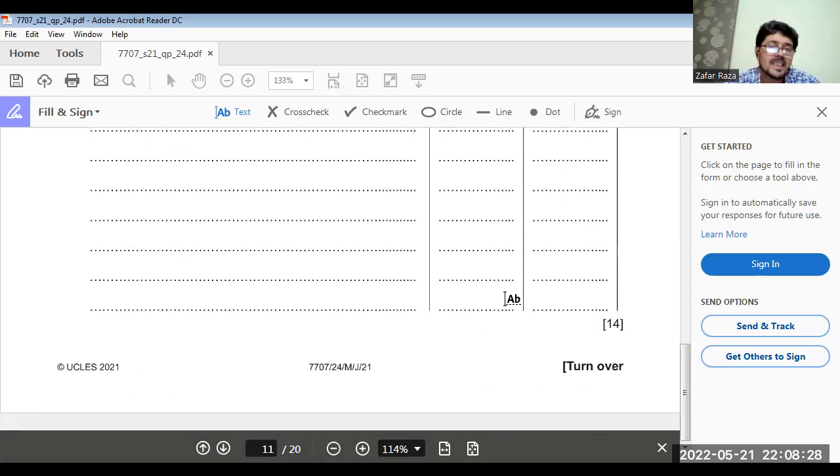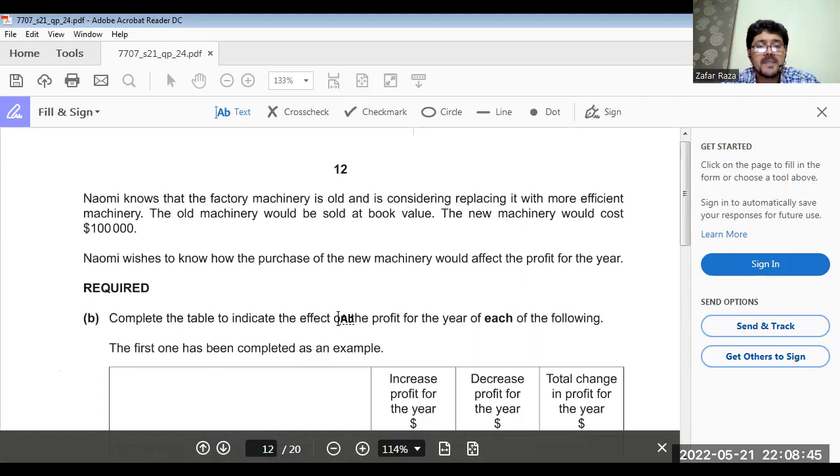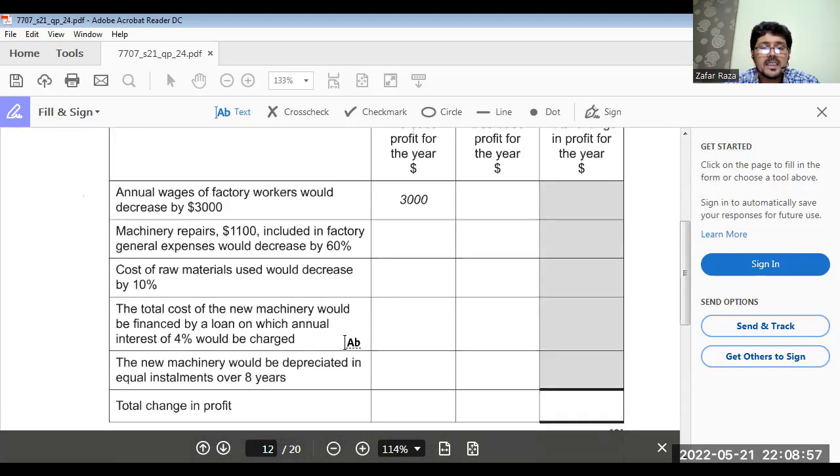And we earned 14 marks. So move on. Nomi knows that factory machinery is old, and is considering replacing it with a more efficient machine. The old machinery would be sold at book value. The new machinery would cost 100,000. Nomi wishes to know how the purchase of new machinery would affect the profit for the year. Complete a table to indicate the effect on the profit for the year of each of them. The first one has been completed as an example. Annual wages of factory would decrease by 3,000, so it increases the profit for the year by 3,000.